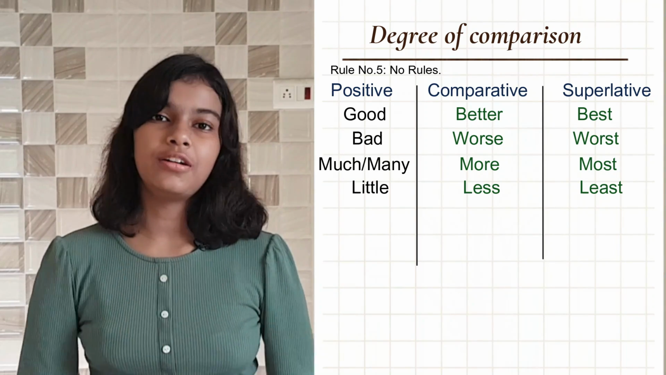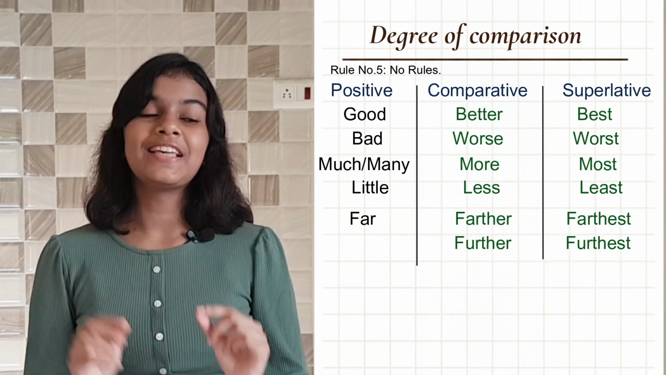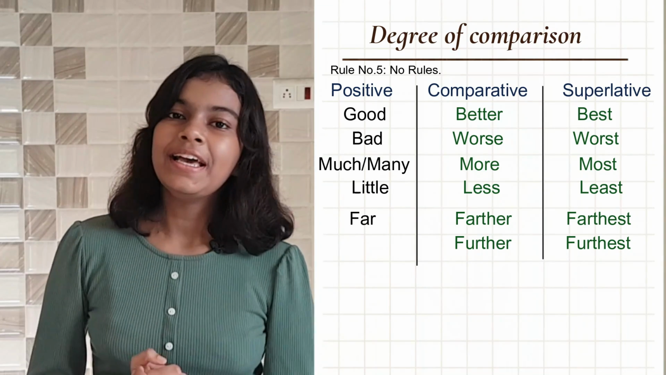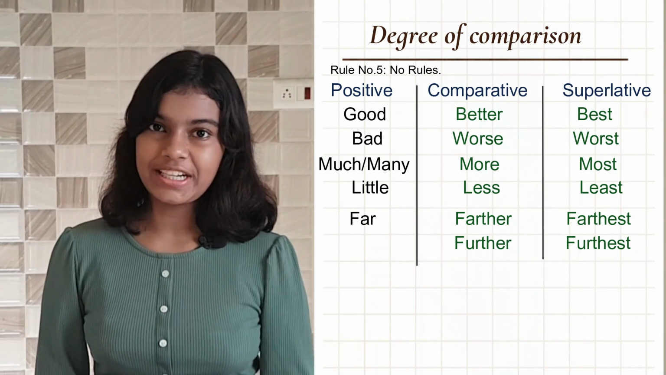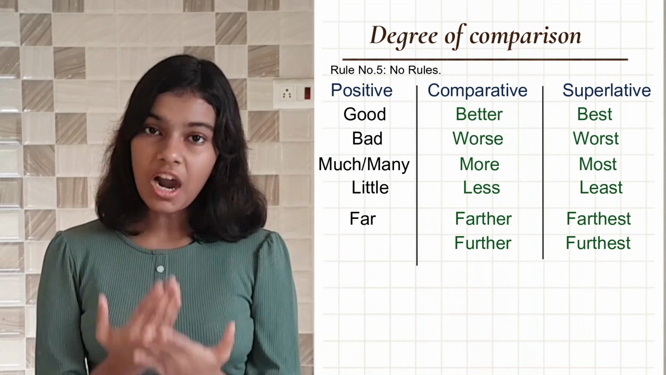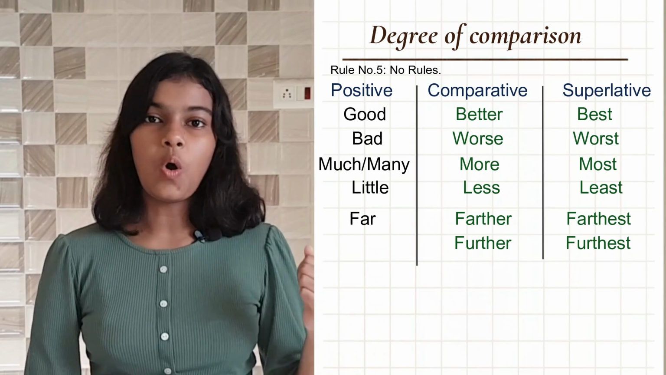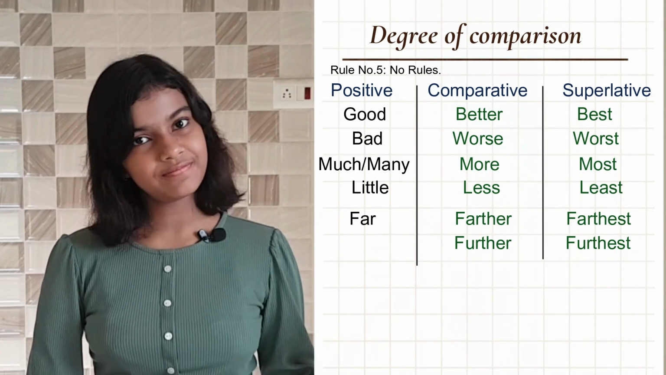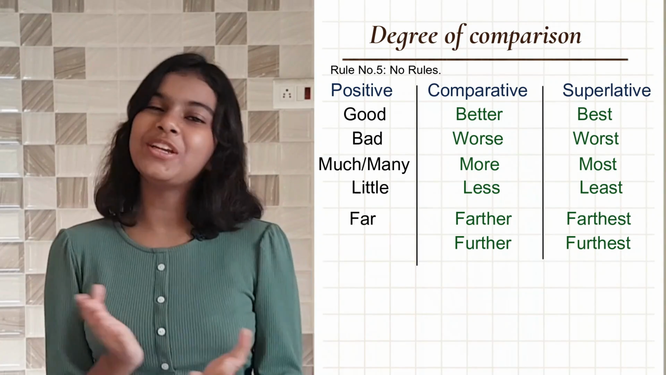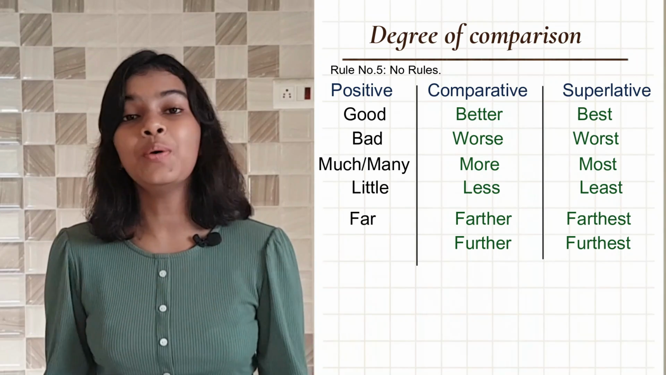Then we have far. For far, the comparative form is not just farther, it is farther or further. You can add A or E. It is basically American and British English, but you can use both of them. So far, farther or further, and the farthest or the furthest. You can use any one of them. So these are some exceptions. You need to memorize them. There are some things that need to be memorized. They do not follow any rules.